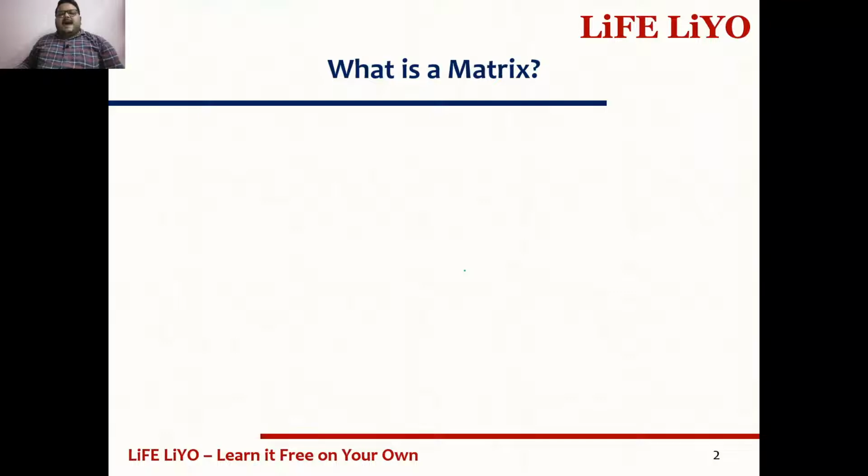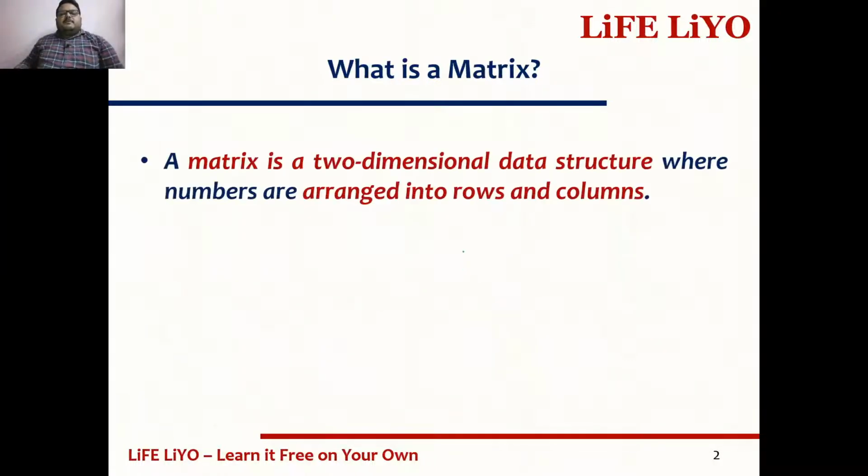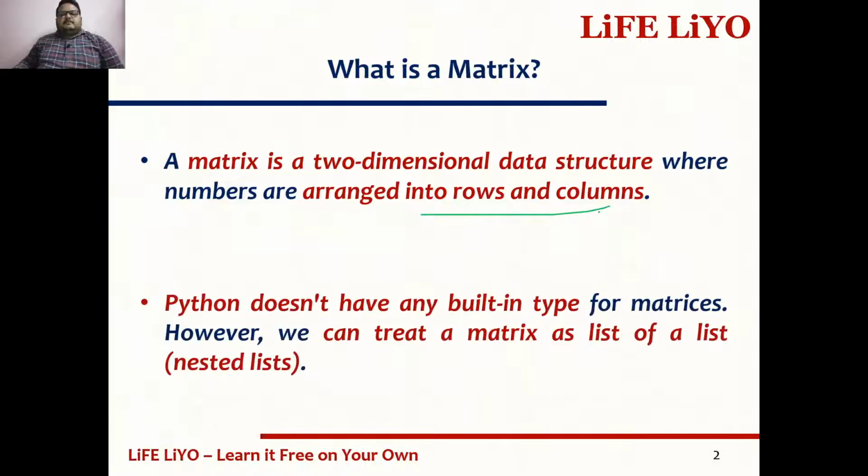A matrix is used to store our data in the format of rows as well as columns. So a matrix is a two-dimensional data structure where our elements are arranged into rows as well as columns. In Python, we don't have any built-in types for matrices. However, we can treat these matrices as nested lists.